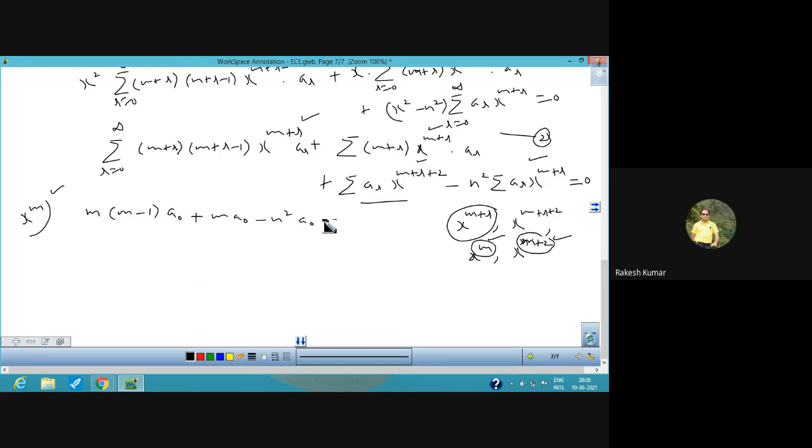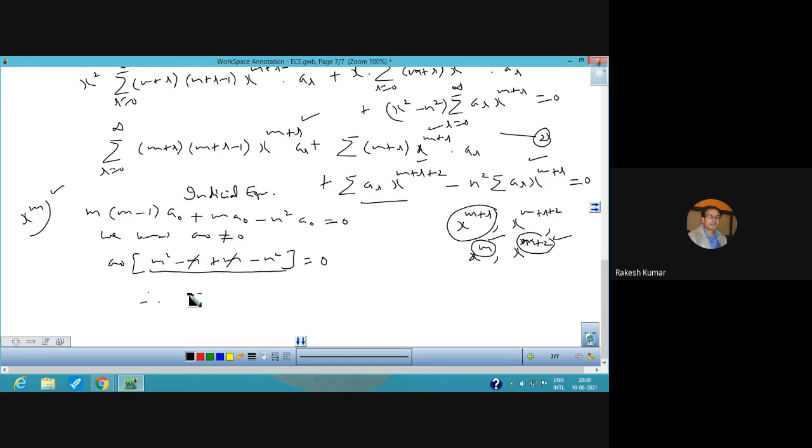A naught is there. So we know that A naught can never be 0, because this is the first constant of the series. So A naught is common. m square minus m plus m minus n square is equal to 0. This is the initial equation we are getting. And A naught can never be 0. It means the bracket term will be 0. So ultimately m square minus n square is equal to 0 and m is equal to plus minus n. These are the values of m here.